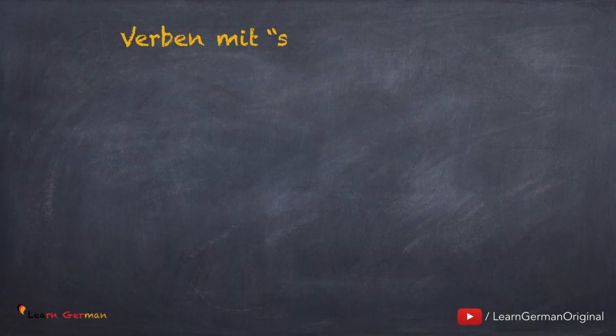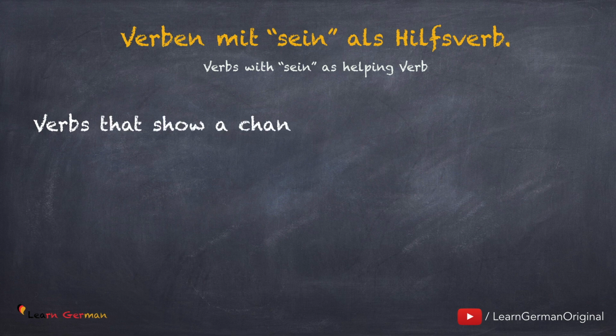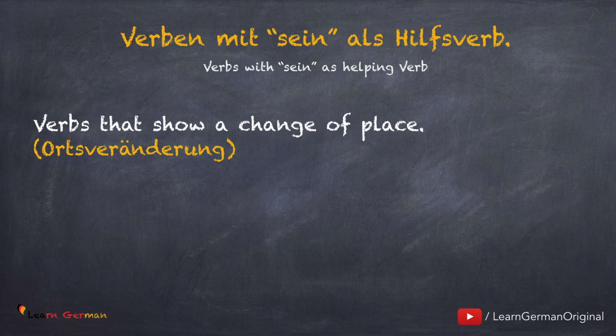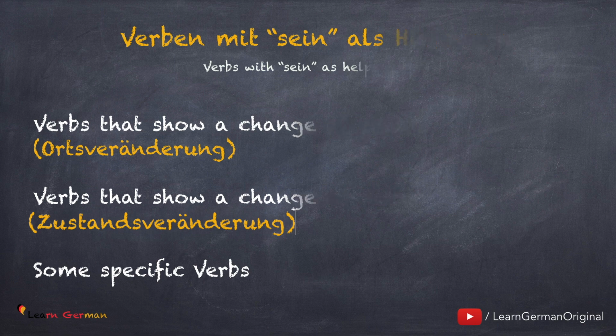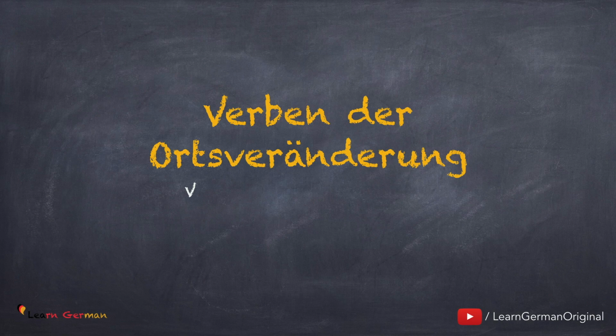Now let's move on to Verben mit sein als Hilfsverb. Verbs that show Ortsveränderung, that means verbs that show a change of place, take sein as the Hilfsverb. Also verbs that show Zustandsveränderung, that is a change of state, also take sein as the Hilfsverb. Then there are a few specific verbs that take sein as the Hilfsverb. Let's do a few examples now.